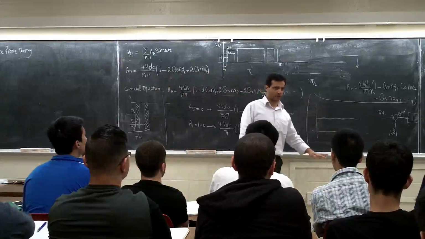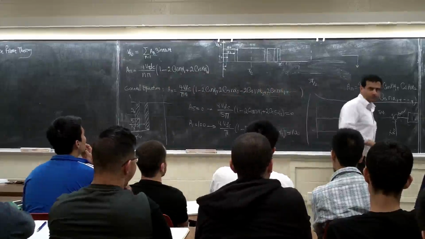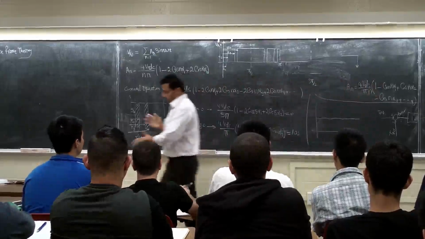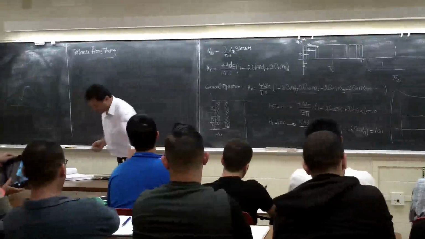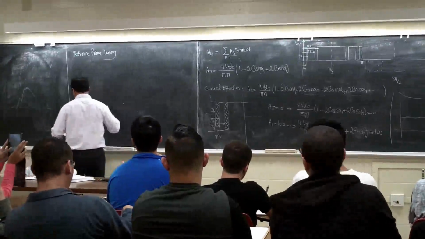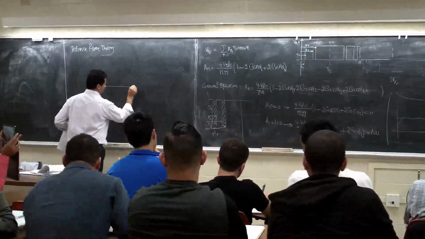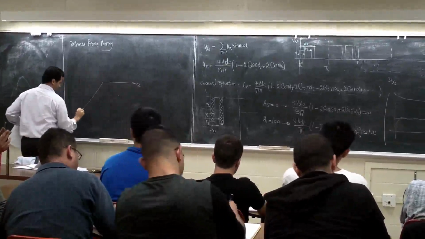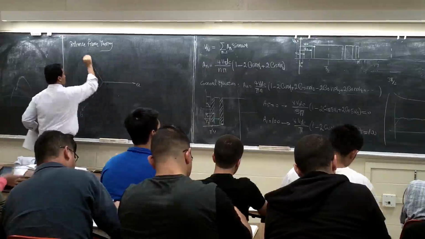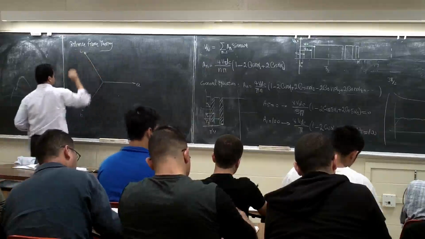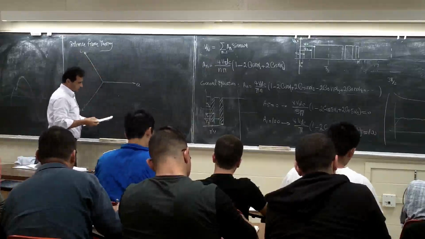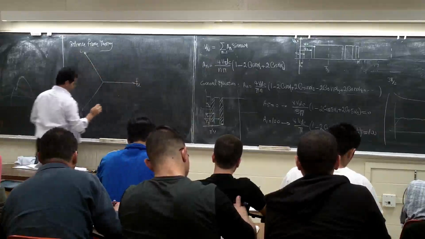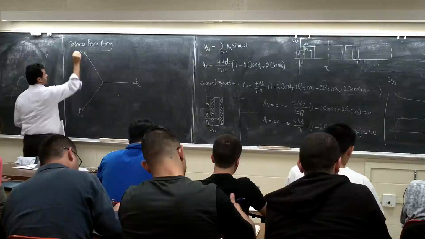This is the topic we are going to start right now. How to do the reference frame? Let's see. Say we have a three-phase system, right? A, B, and C. Let's call them FA, FB, FC.